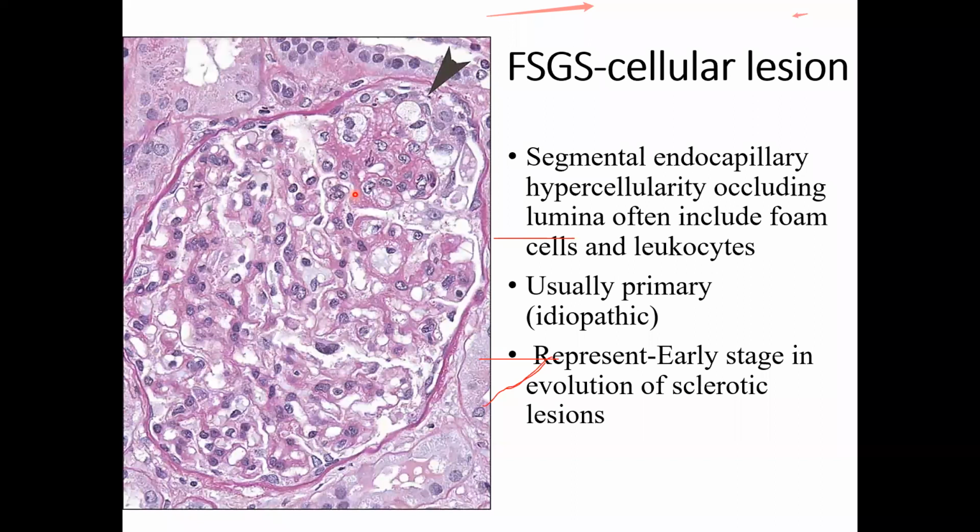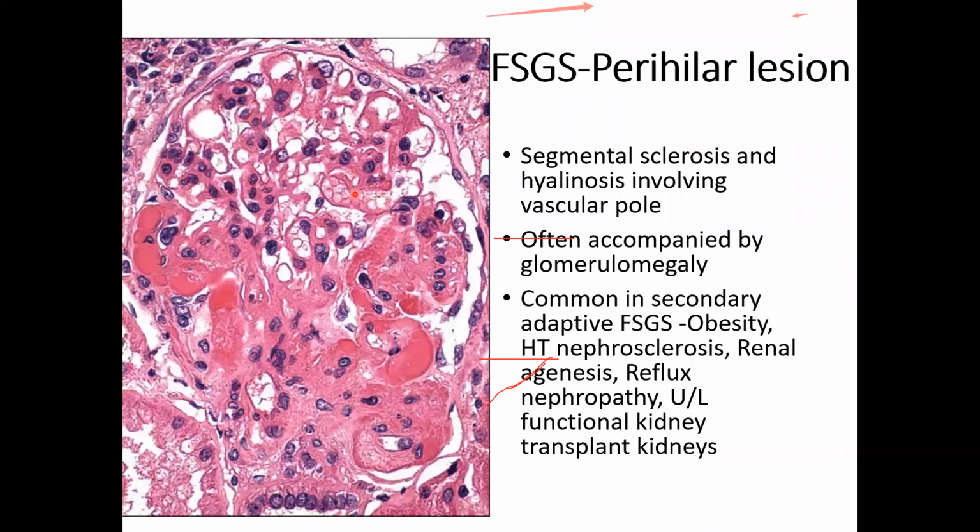So coming to the fourth morphology, the so-called perihilar variant. This is just opposite to the tip. Again, the name itself says the lesion should be around the hilum. Here we can see that the segmental sclerosis and hyalinosis involve the vascular pole. So this is the hilum. We can see the afferent arteriole, and this is the tubular pole.